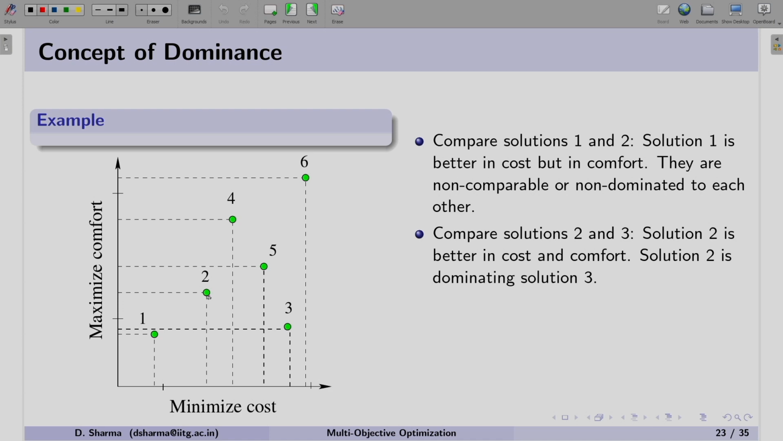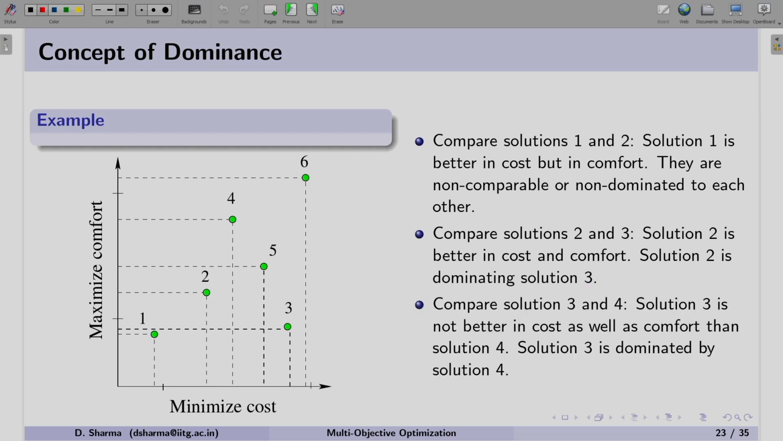Now, let us compare solution number 2 versus 3. We are following the concept of dominance here. Solution 2, we can see, is better in cost than solution 3. If we look at the comfort, solution 2 is again better than solution 3 in comfort, meaning that in both the objectives, solution 2 is better. So, we can say that solution 2 is dominating solution 3.